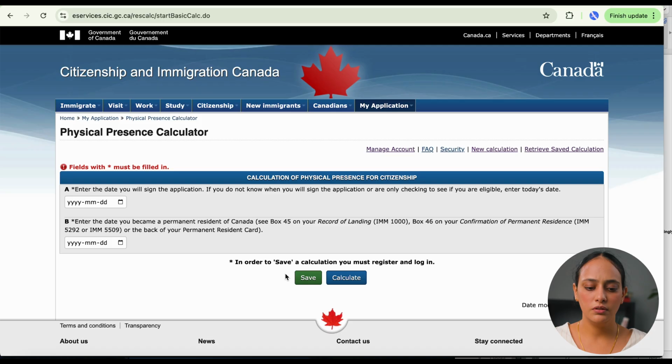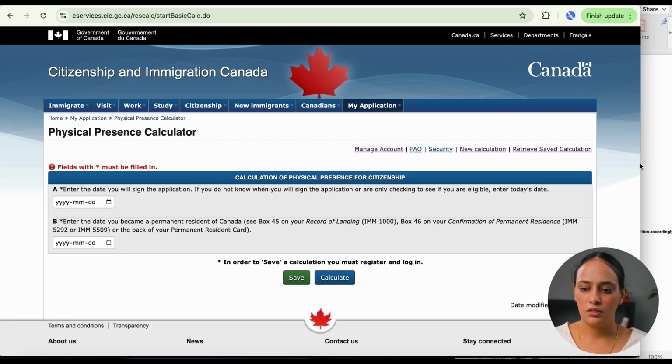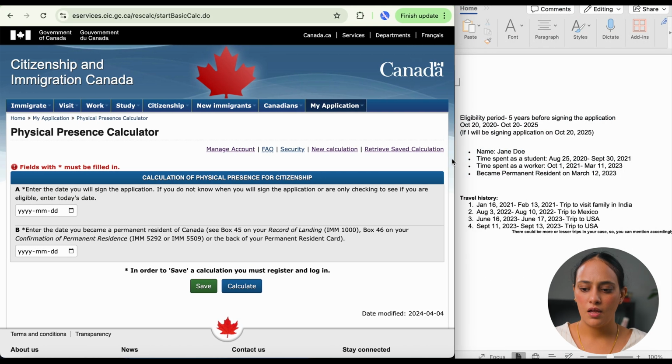Start calculation. After that, enter the date you will sign the application. If you do not know when you will sign the application or you're just checking to see if you are eligible, then you can enter today's date. So it would take this data into account and do the calculation accordingly. So for me, I will sign the application on October 20th, 2025. So I will enter that date.